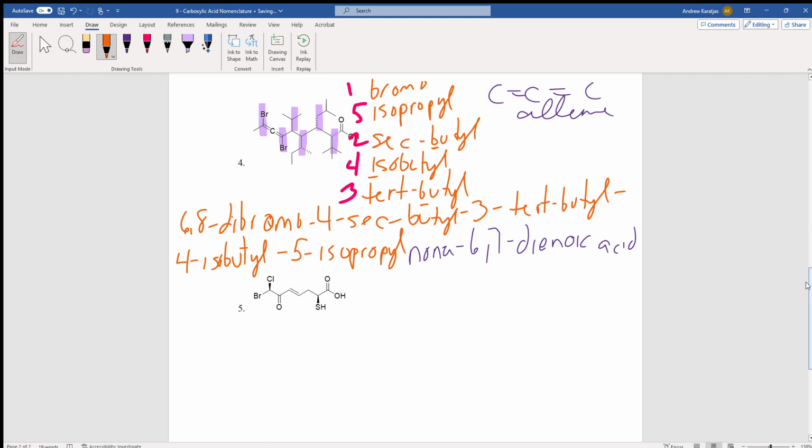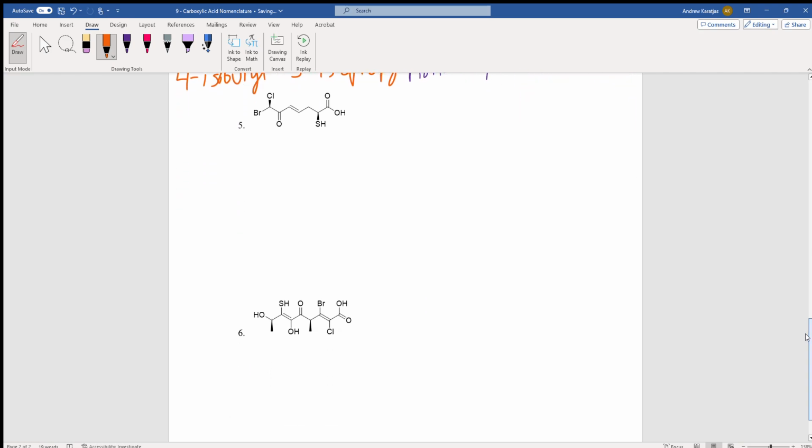All right, we move on to number 5. Again, hopefully getting predictable at this point. Our carboxylic acid carbon is number 1, and then we just number the chain from there. So 7 carbons makes this hept. At carbon 4, we have an alkene, so hept-4-ene, and then oic acid.